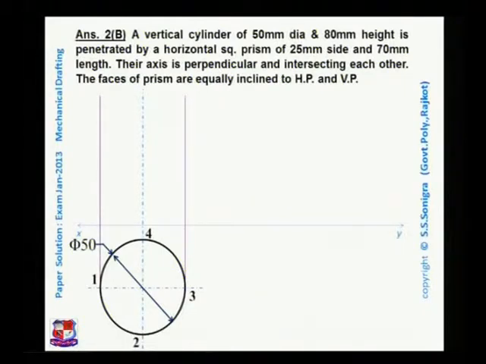And from 1 and 3, draw projection lines, two vertical lines, and on these lines mark a height of 80 mm and pick up the point at a height of 80 mm, because the height of the vertical cylinder is given as 80 mm. Then draw a rectangle over here as mentioned. This rectangle represents the front view of the given cylinder.